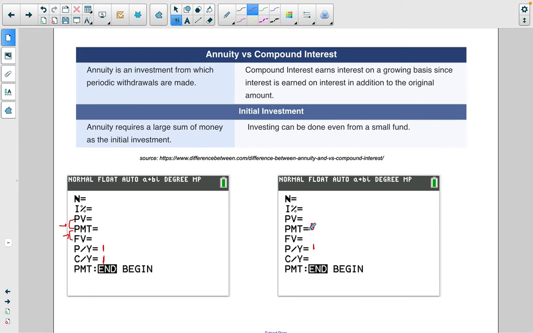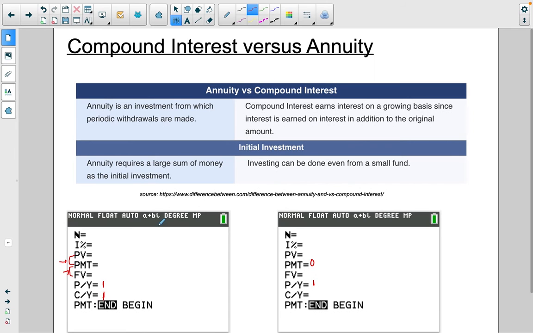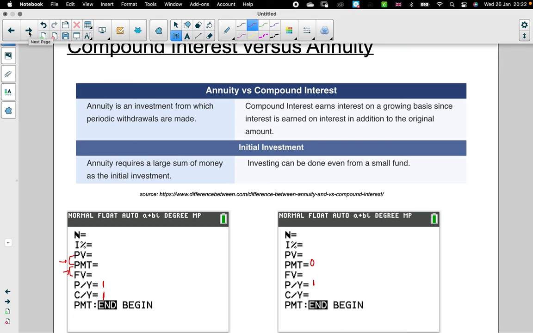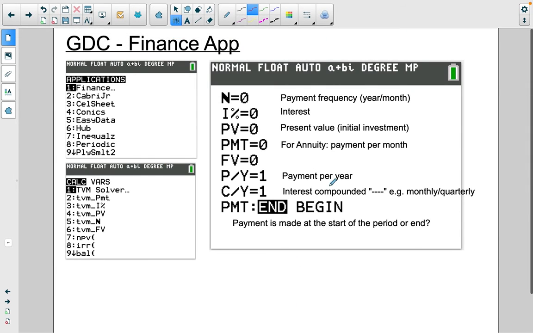For compound interest, your PMT will always remain as 0. Your P per Y is going to be 1. And then the rest of the values you're going to use. I'm going to explain how to get these values. The explanation for each value is going to be in a separate video, just so that the videos don't take too much time. First is going to be compound interest, second is annuity, and it's good to compare how the questions differ from each other, because the questions don't clearly tell you this is compound interest or annuity. You'd have to figure it out.